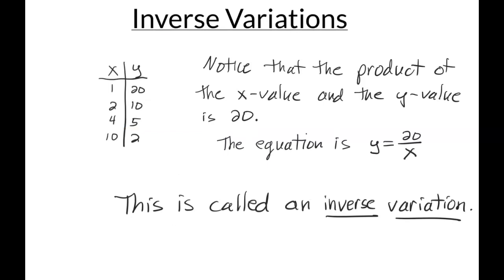Now let's look at inverse variations. That's a different type of variation. Again, look at the table, and what you should notice is that the product of the x and y for all of these is 20. When that's true, where the x and y values give you the same product, we say the equation is y equals 20 divided by x, because 20 divided by 1 is 20, 20 divided by 2 is 10, 20 divided by 4 is 5, 20 divided by 10 is 2. Now this is called an inverse variation.